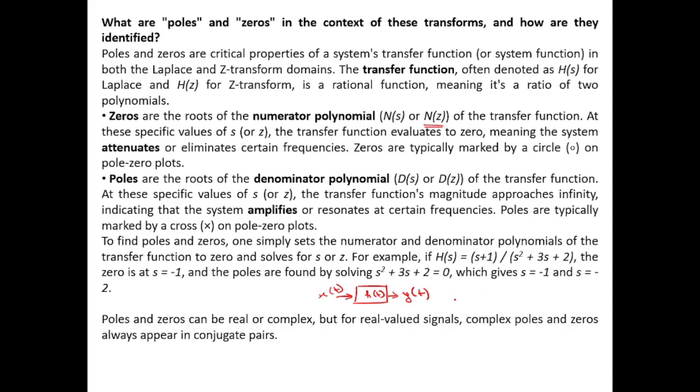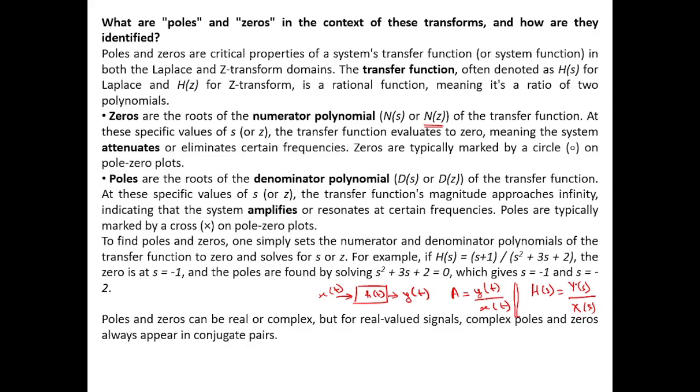The gain of this system is given by y of t by x of t. Now, if we convert this into the frequency domain, what will we get? We will get H of s equals Y of s divided by X of s.